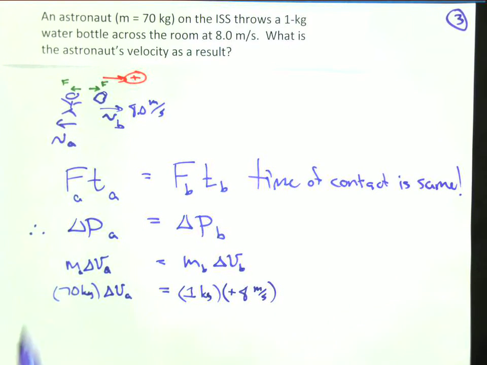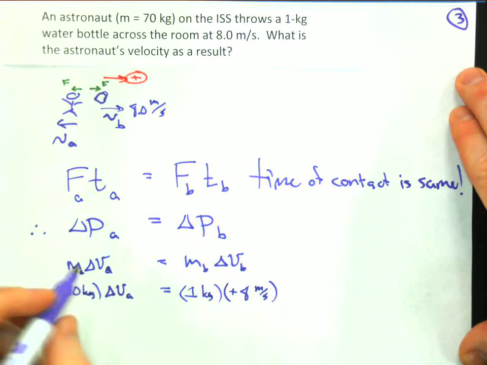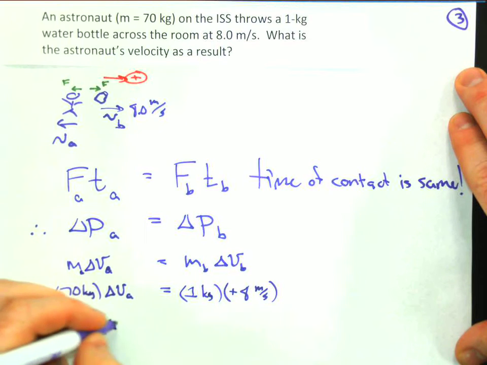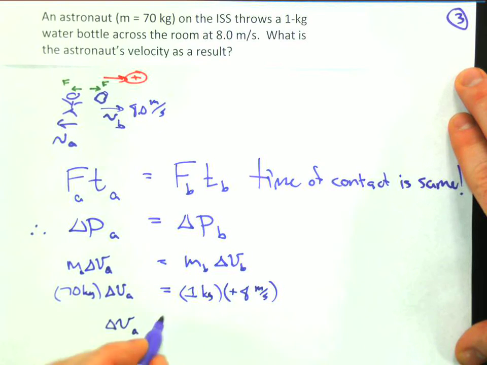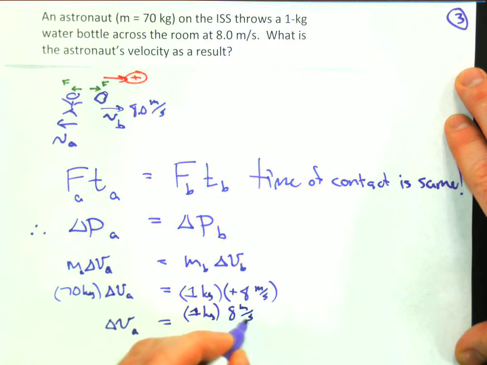Okay, now, how do we figure this out? Well, this is pretty easy. All I got to do is do some multiplication and some division, and I'm going to see that the change in velocity of the astronaut is 1 kilogram times 8 meters per second divided by the 70 kilograms.